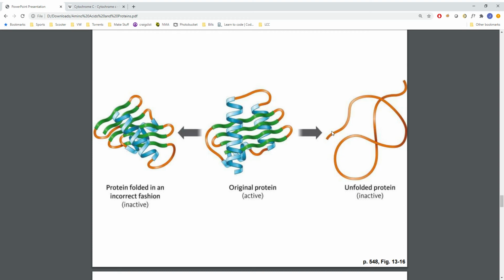Or you can denature it all the way back to a noodle. You can take all the folding out of it. That's as denatured as you can get. It's as unfolded as you can get, and it is also denatured, I should say that. So it's definitely not going to do its job because it's just being a long chain of amino acids now.